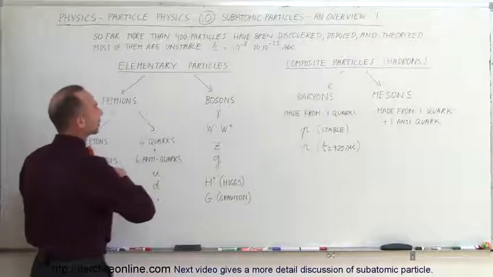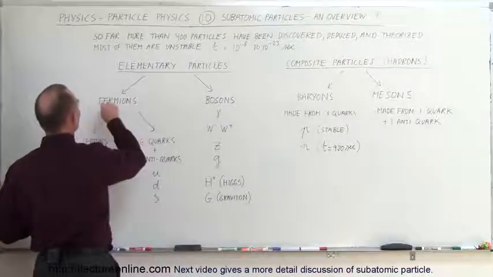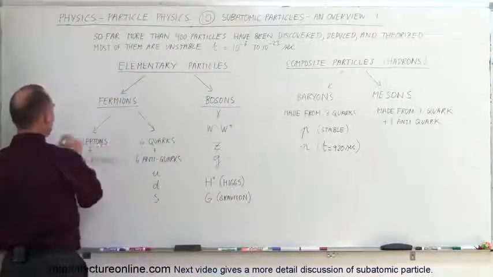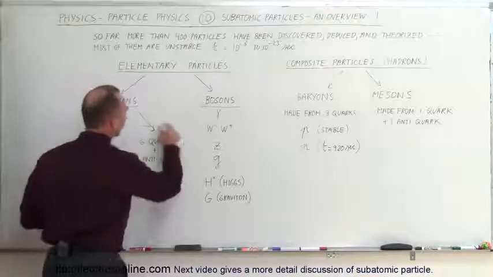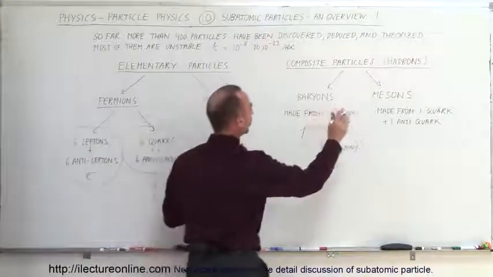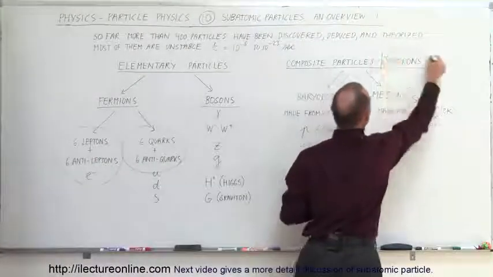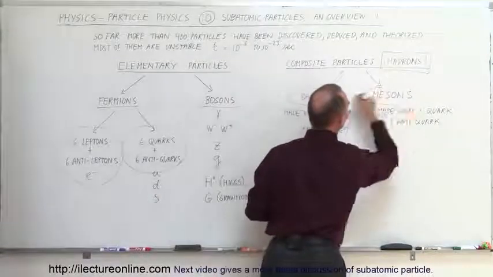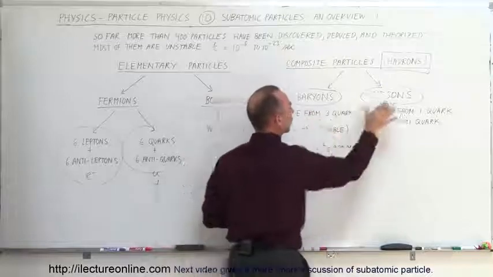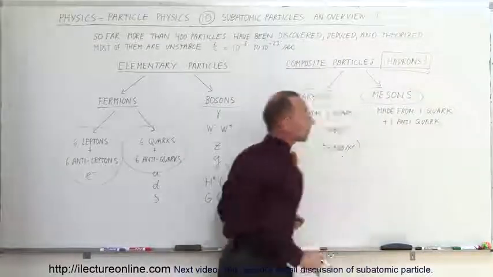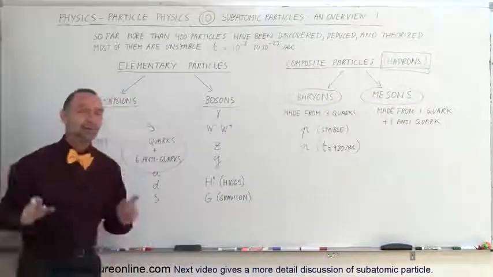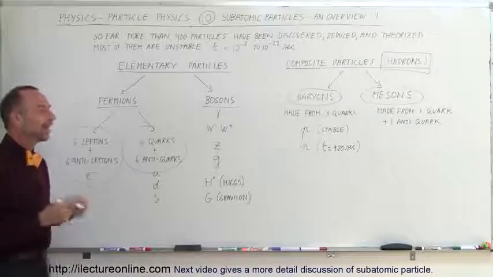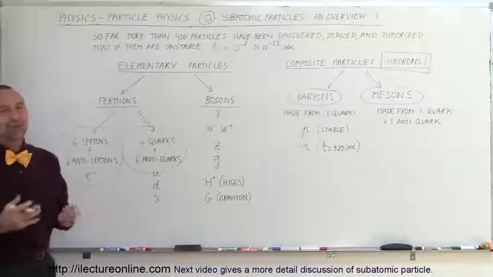So we have elementary particles and composite particles. Elementary particles are made out of either fermions or bosons. The fermions are subdivided into leptons and quarks. And then the composite particles, which are called hadrons, come in 2 different forms. They come in baryons and they come in mesons. The baryons are made of 3 quarks. The mesons are made of a quark and an antiquark. And if you can remember that, you'll be able to read a lot more literature and see the next so many videos and understand a little bit better what subatomic particles are.